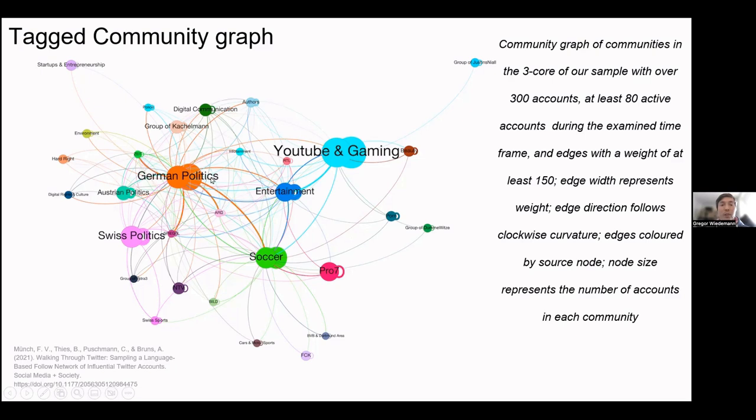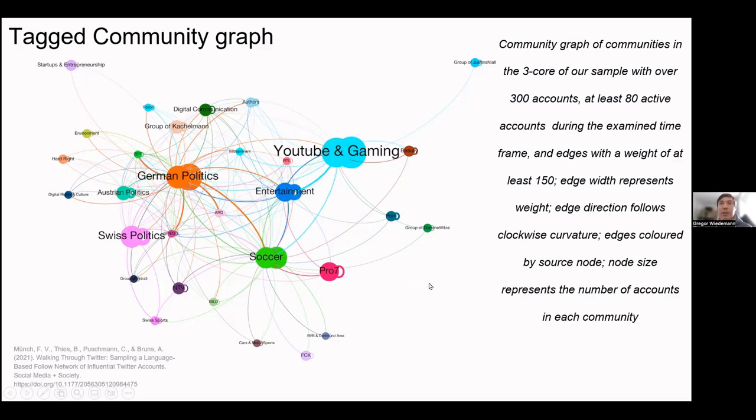And this structure is actually pretty similar also for other countries. He did similar things for Italy or Australia. And you can find all these groups, like politics, gaming, entertainment, soccer, or sports in general, also for the other countries.